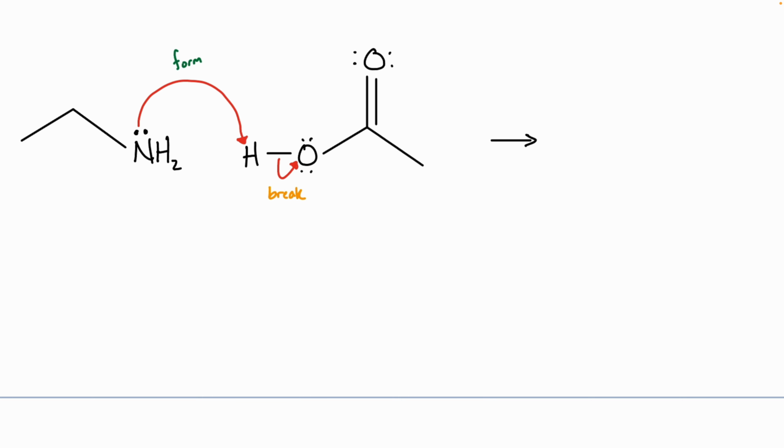All right, so we'll draw our first product here. We have our nitrogen, but what used to be a lone pair on that nitrogen is now a new nitrogen-hydrogen bond. Likewise over here, what used to be this bonding pair of electrons is now going to be a lone pair on what atom? On my oxygen.